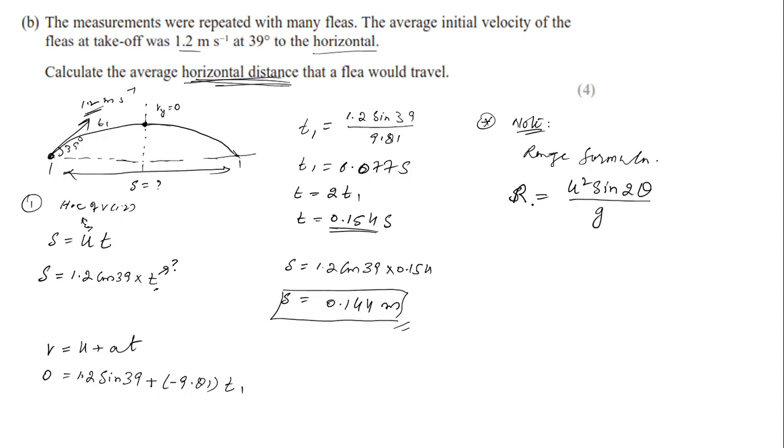This is a direct formula. You don't need to find time, you don't need to find sine and cos components. You just substitute values. So r is equal to u square. You can put in the velocity directly, because this u is not the component, this u is the velocity. So 1.2 square sine of 2 theta, twice of 39, divided by g. Once you solve that, you have the same answer.